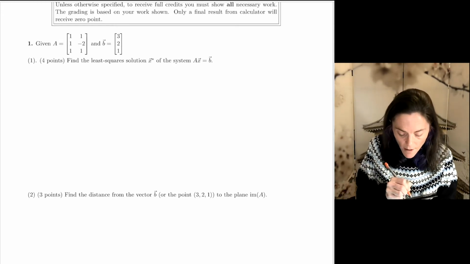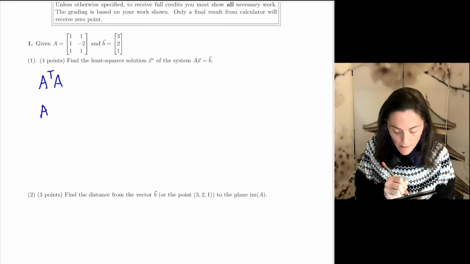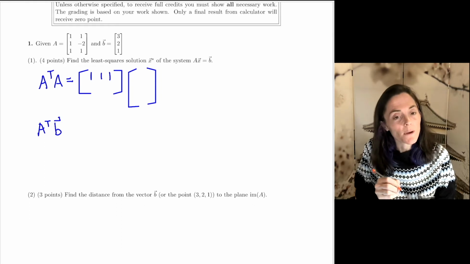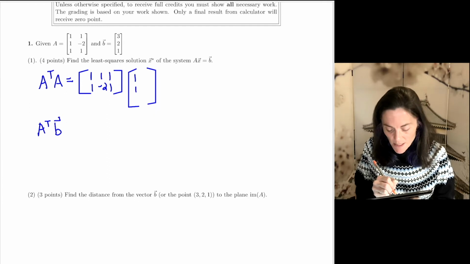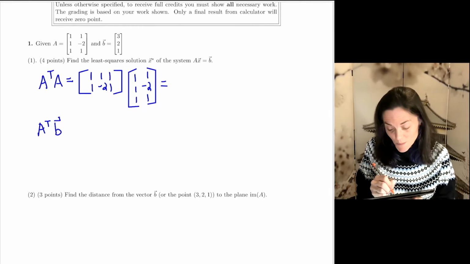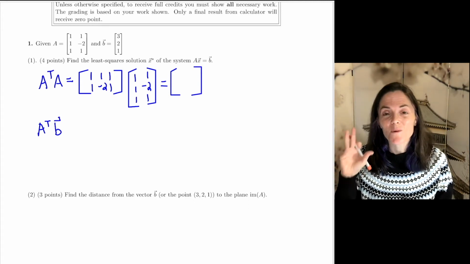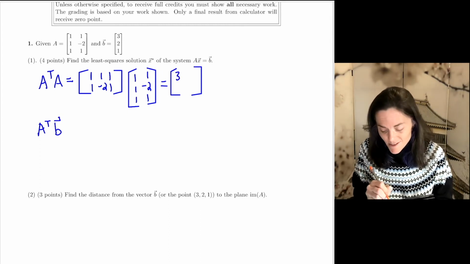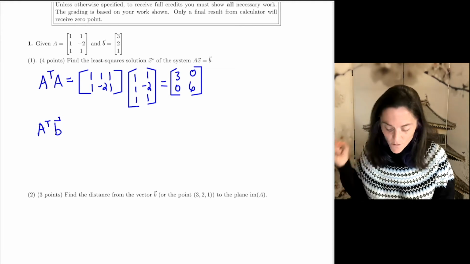Well, we start off and calculate A transpose A. We also calculate A transpose B. For A transpose A, A transpose, the first column becomes the first row, and the second column becomes the second row, and then we just recopy matrix A. This will be a 2 by 2 matrix. Also, we see the columns of A are linearly independent, and so A transpose A will be invertible. Well, we get 3, 0, 0, and 6, which is 1 plus 4 plus 1.